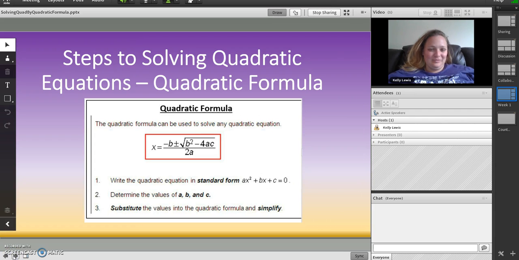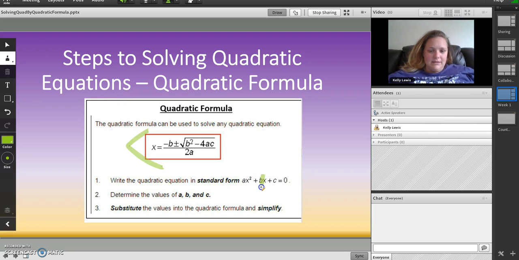All right. So the quadratic formula, this is something I'm not going to require you to memorize, but it is negative b plus or minus the square root of b squared minus 4ac, all over 2a. And here's where we get the numbers, or those letters. Here's where they come from.